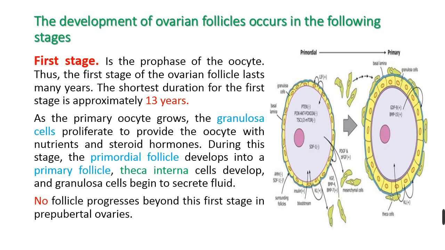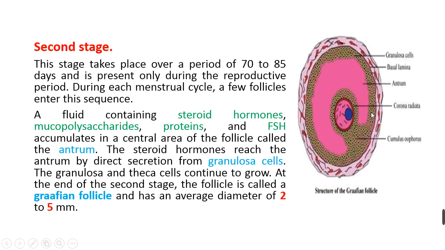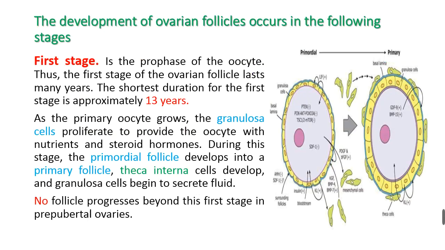As the primary oocyte grows, granulosa cell proliferation occurs. These granulosa cells will proliferate to provide the oocyte with nutrients and steroid hormones. During this stage, the primordial follicle develops into a primary follicle. As you see, this is the primordial follicle, and this is the primary follicle, and this is the primary oocyte.